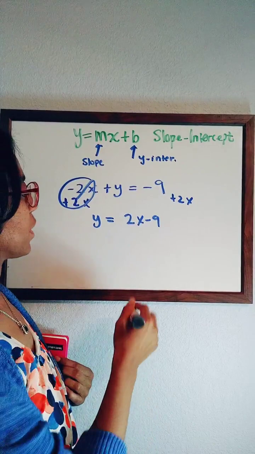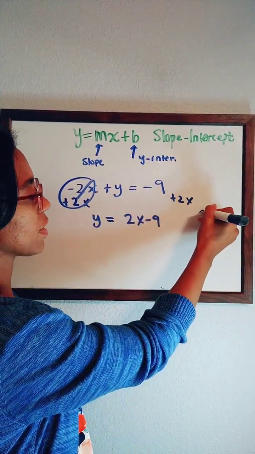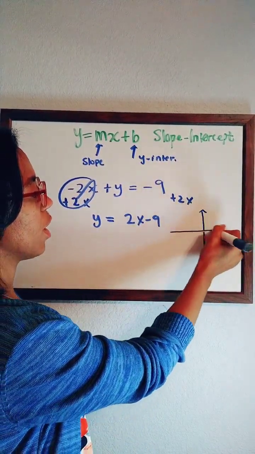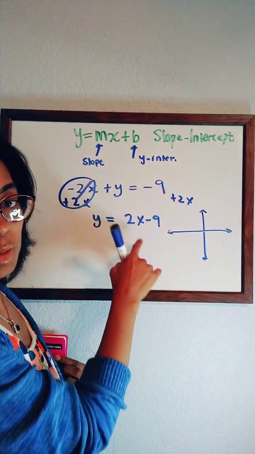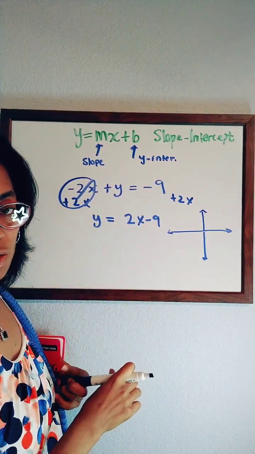Okay, so right here. So then what would be my slope and what would be my y-intercept? Where would I start this graph at? What's my slope? What's my y-intercept so I can start this graph?